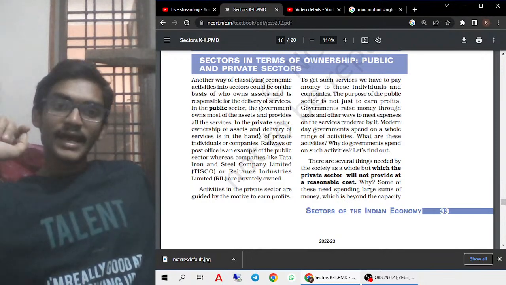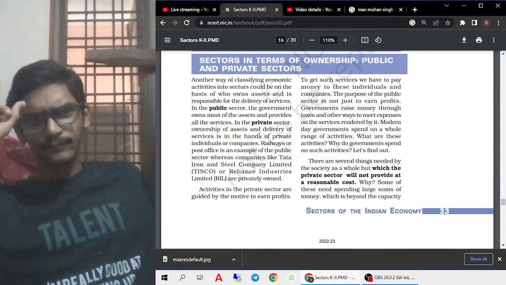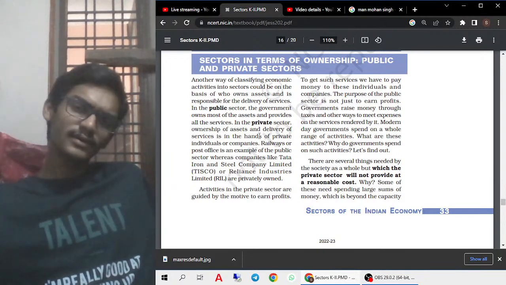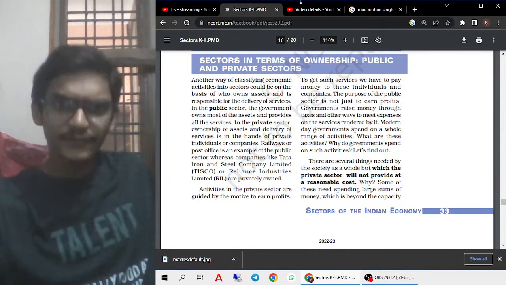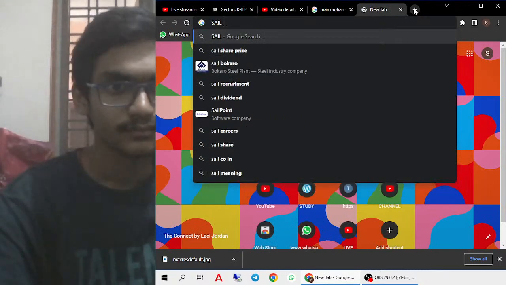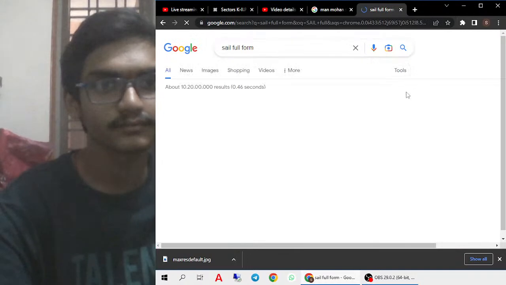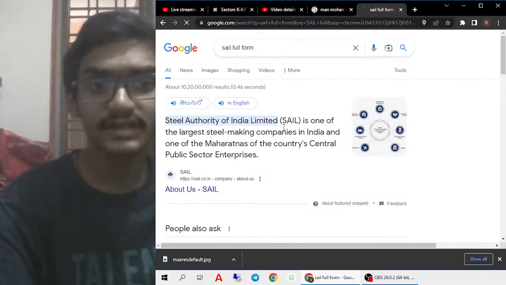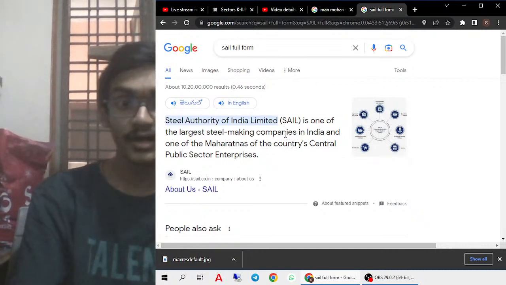Many different kinds of companies are there in the public sector, like SAIL. Then BHEL. If you see SAIL, Steel Authority of India Limited, this is a public sector enterprise, which is under the control of the government.